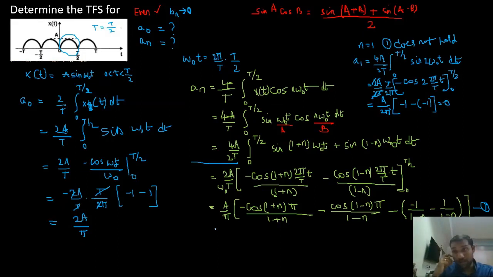Then again, we have to find for other values of n. So when n is equal to even, what will happen? When n is equal to odd, what will happen? We'll just check that now. So what happens when n is equal to even? When n is equal to even, my an will be equal to, what will happen?